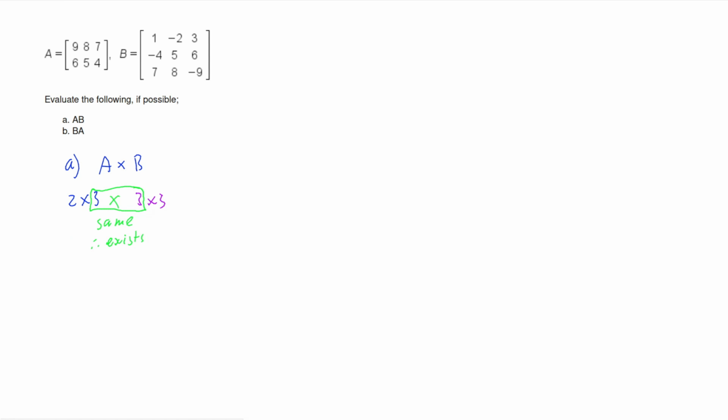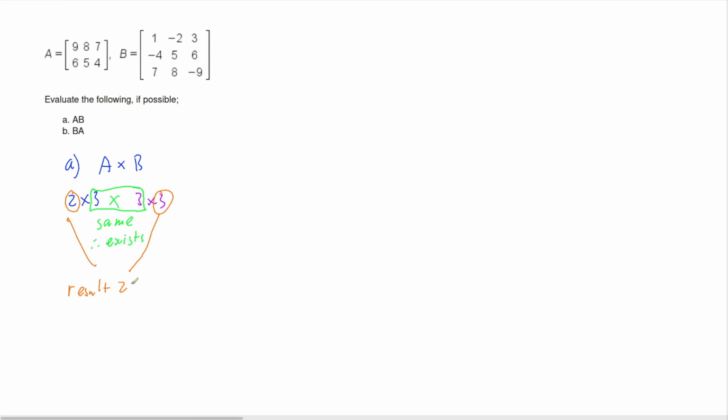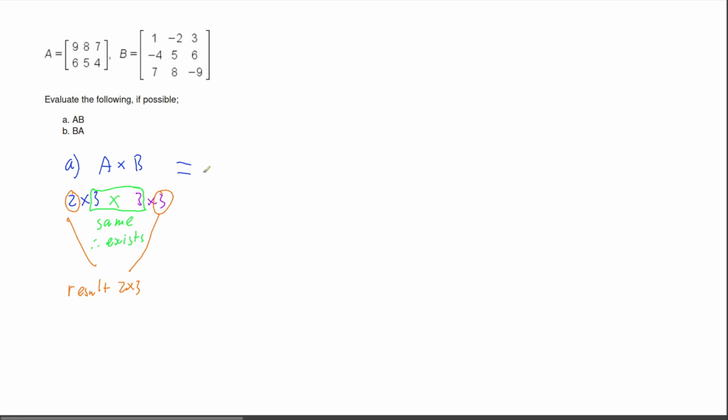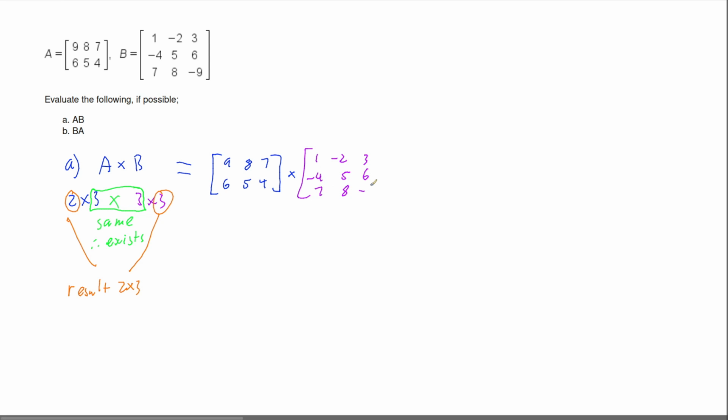We can also use those outer two numbers, the 2 and the 3, and that means that our result is going to be a 2 by 3 matrix. So now that we know we can do this product, let's have a look at actually doing the calculation. So we're going to have the matrix 9, 8, 7, 6, 5, 4 being multiplied onto the matrix 1, negative 2, 3, negative 4, 5, 6, 7, 8, negative 9.